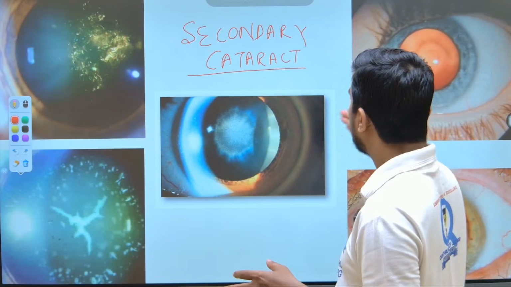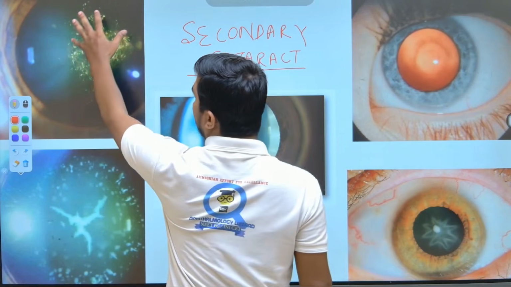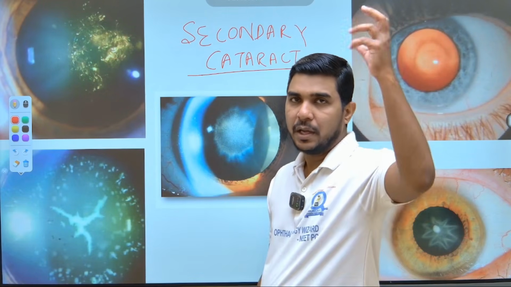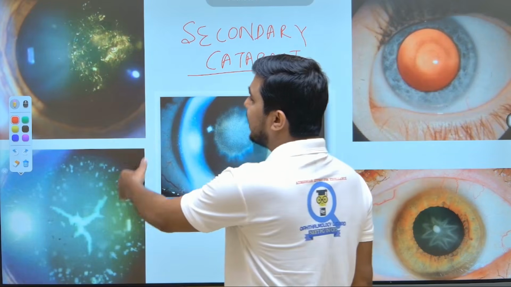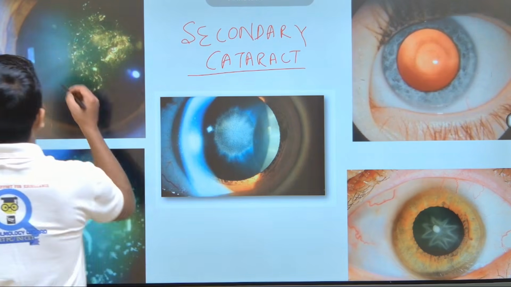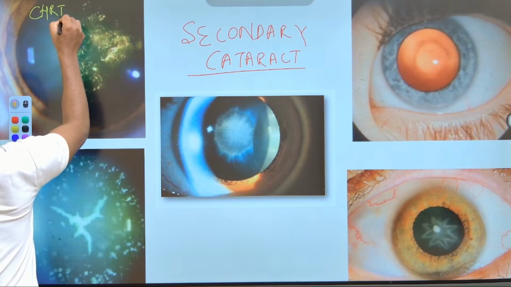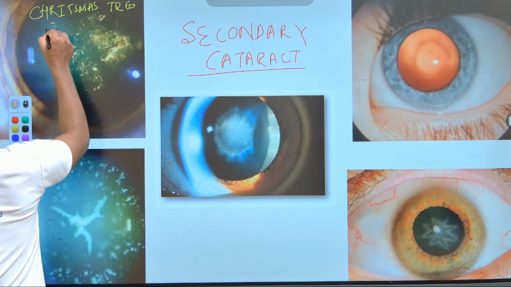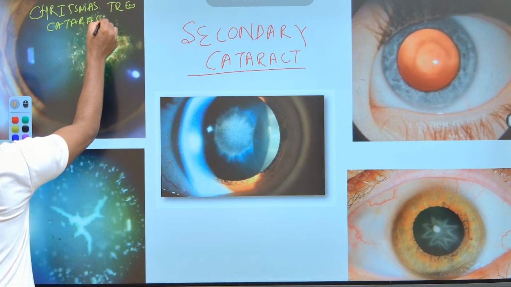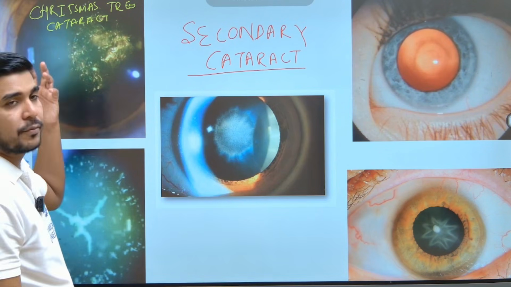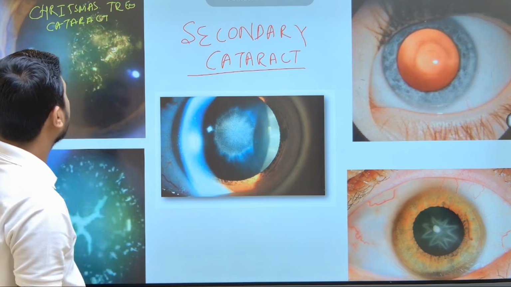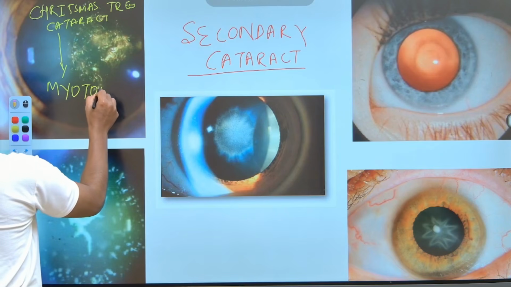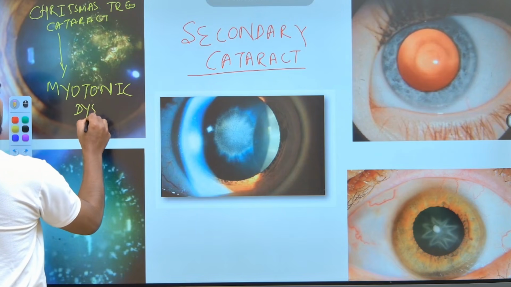Now let's see each type of cataract. So what you have is an appearance like here. Can you imagine a Christmas tree? The bulb hanging on the Christmas tree looks like this. So it is nothing but a Christmas tree cataract, right? Now, do you know in what type of condition you have this Christmas tree cataract? Yes, of course, it will be in myotonic dystrophy. Understood?